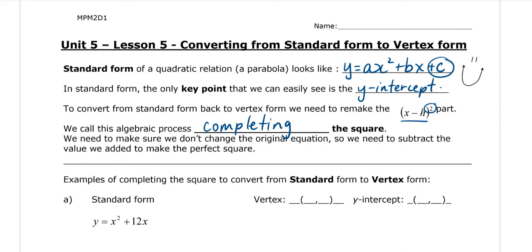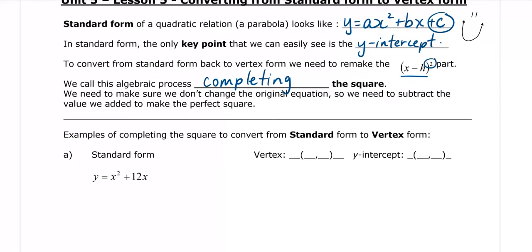Okay, so you may remember perfect square trinomials. Remember perfect square trinomials? We said that you could have a squared plus 2a times b plus b squared equals a plus b squared. So, I want to get this bracket squared part. That's my perfect square.